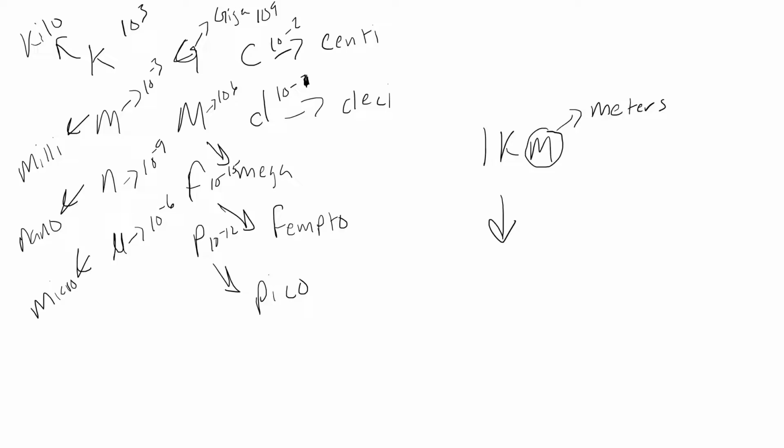So we have 1 kilometer, and that is technically 1,000 meters. Why? Because this is kilo, which is 10 to the third power.